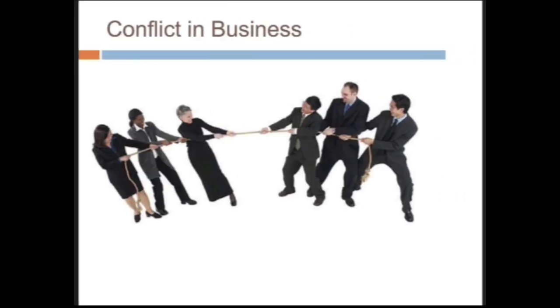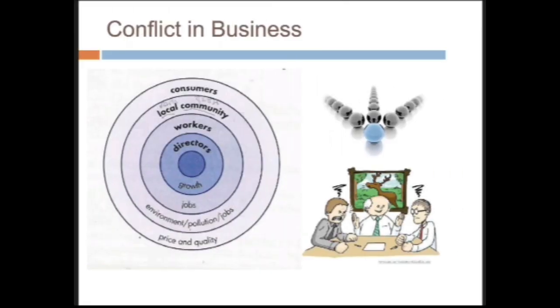Conflict in business is necessary. The conflict happens when the business has contradiction among two parties. It happens among the business groups, like the consumer, the local community, and the directors, over jobs, government, price and quality. Always there are sectors like this. I already told you there is always conflict among them.